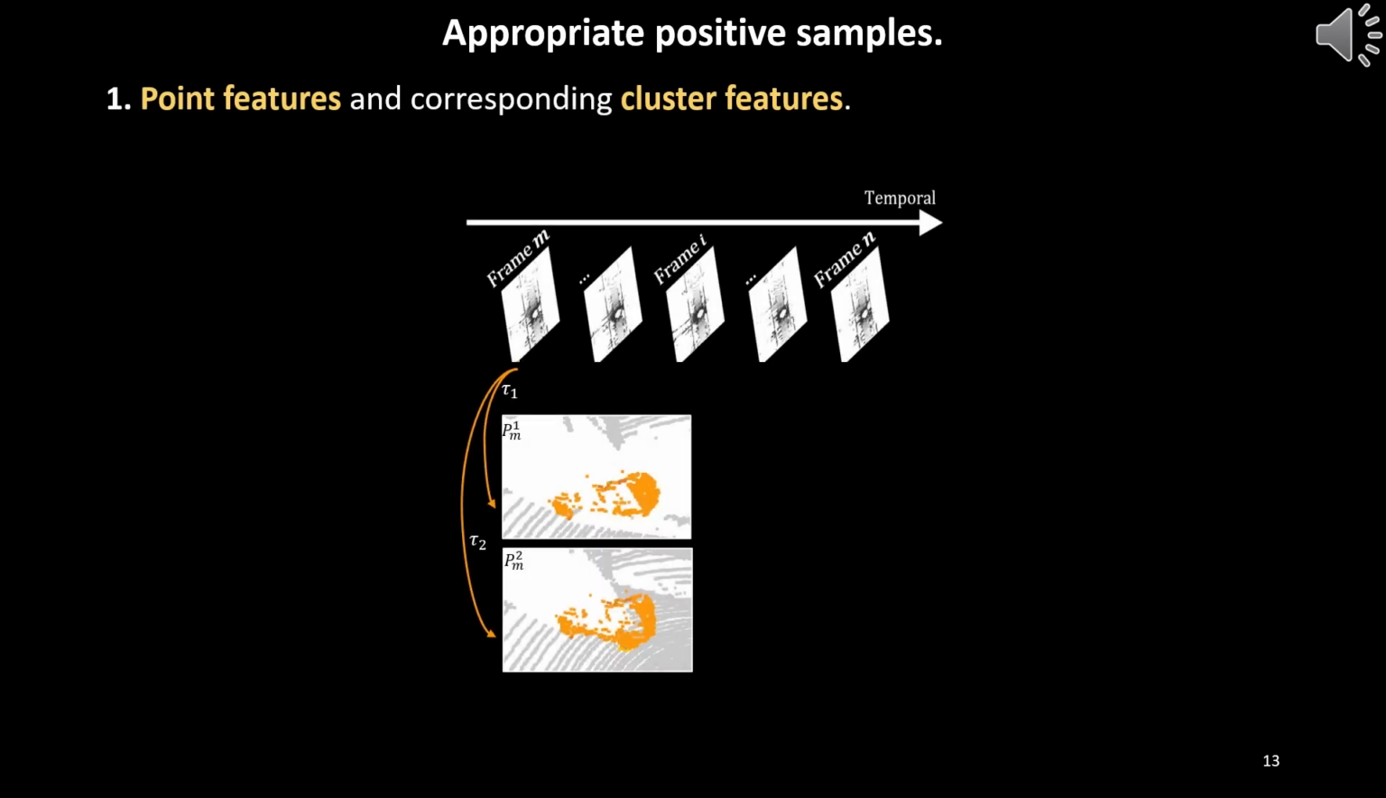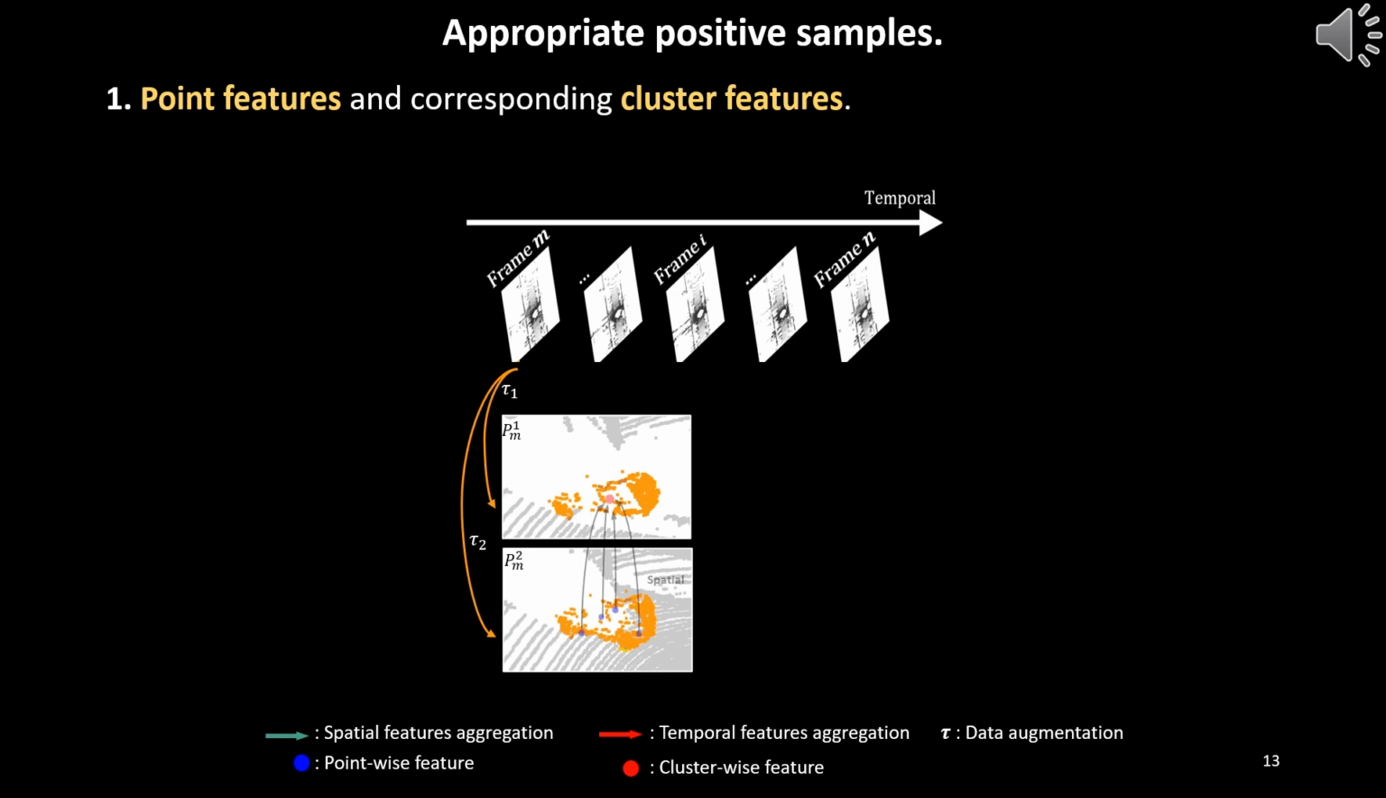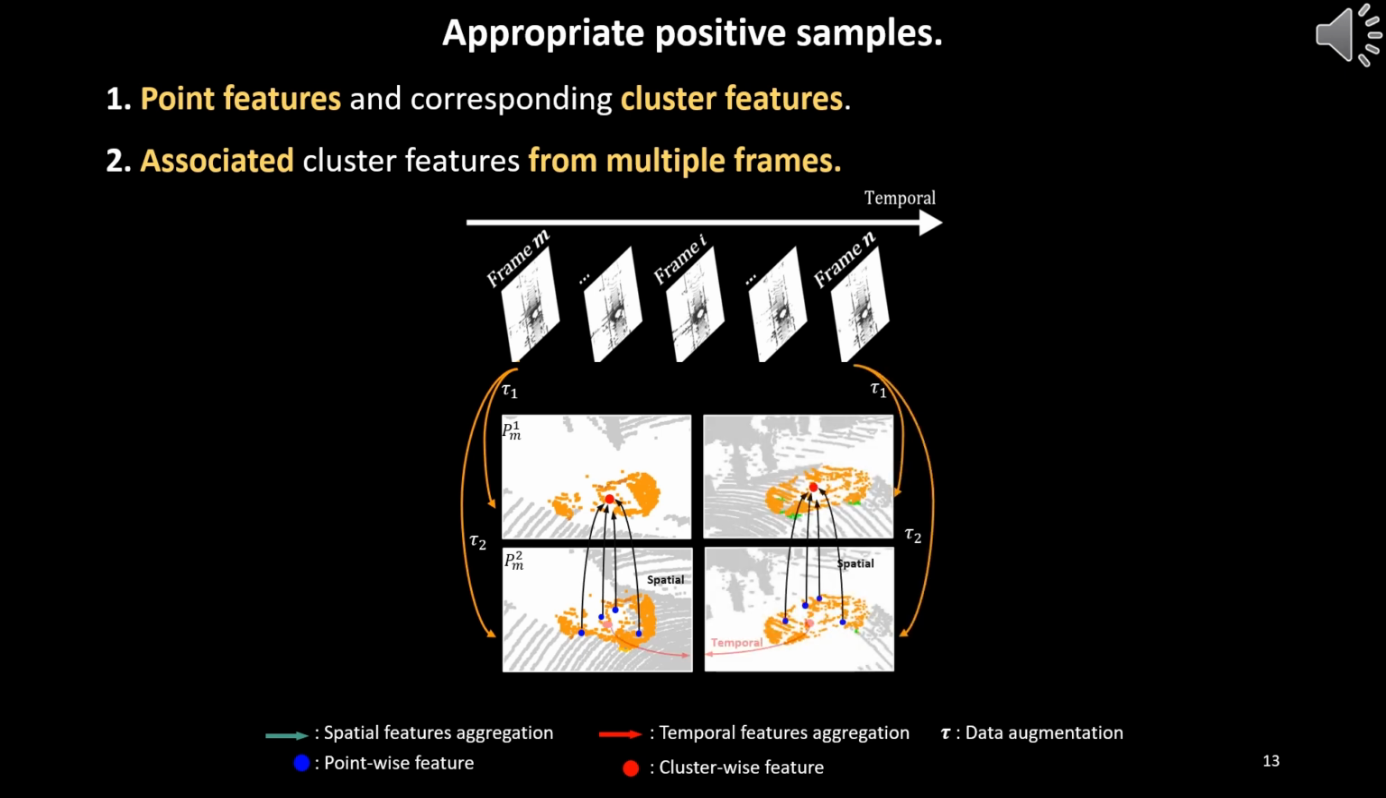After answering the two questions, we propose appropriate positive samples. First, point and corresponding cluster features are better positive samples since they constrain both cluster and point features. The model pre-trained using them as positive samples satisfies the common principle that points on the same object have similar features and semantics. Second, associated cluster features from multiple frames should be positive samples to eliminate confusion caused by illumination angles. This figure shows an overview of our method and how it effectively explores the spatiotemporal information of point cloud data.